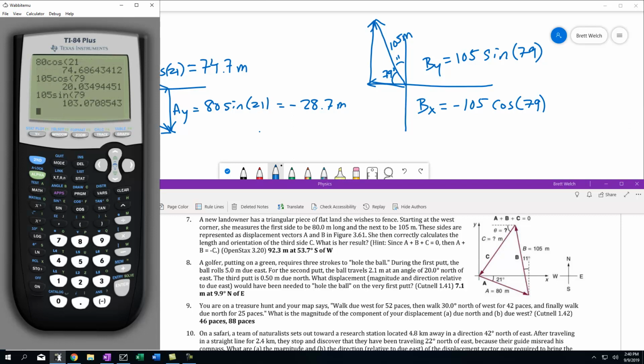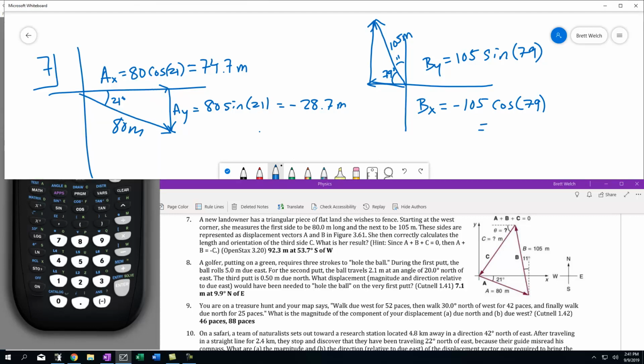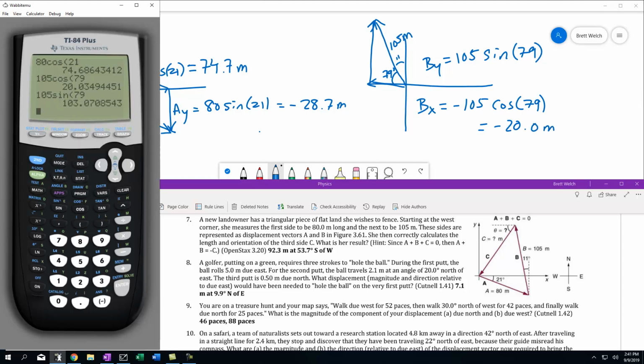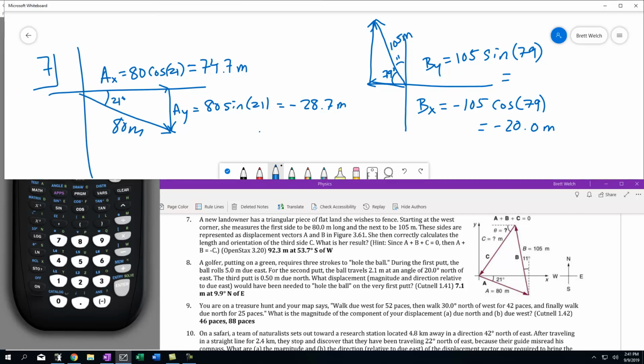So for my cosine, it's 20.0, but again, that is a negative 20.0. And then for my y component, it's 103.1, and that would be positive because it's upward. So we're kind of looking at left, right, up, down to make sure we have positives and negatives.